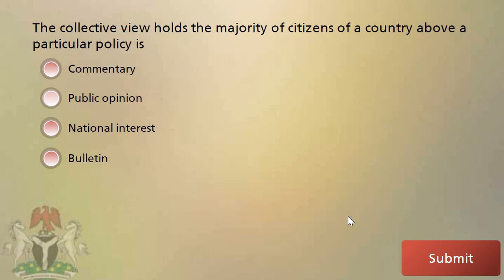Okay, question 25. The collective view held by the majority of citizens of a country about a particular policy is A, commentary, B, public opinion, C, national interest, D, bulletin. The right answer is public opinion.